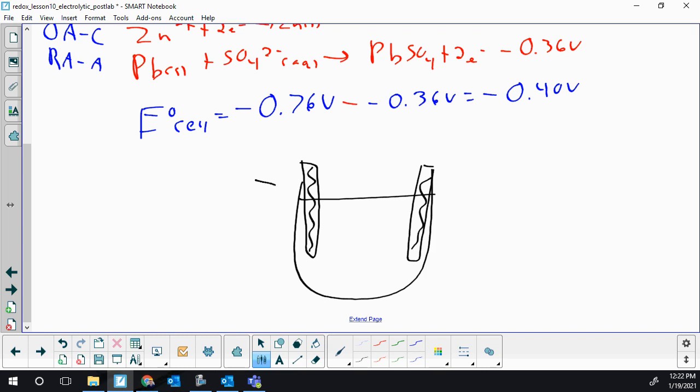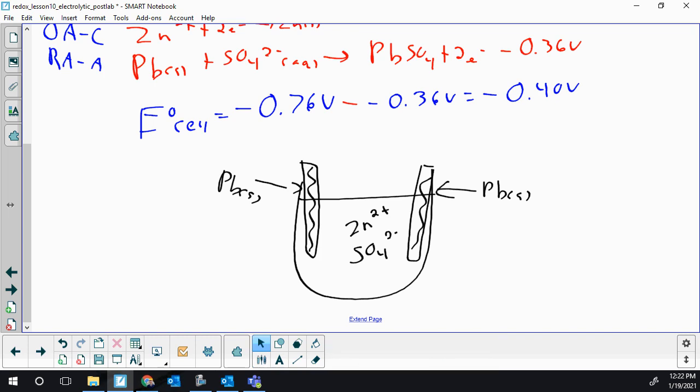Both of these are lead. My solution has zinc 2+ ions and sulfate ion. I didn't write the aqueous just to try to keep my diagram a little cleaner.